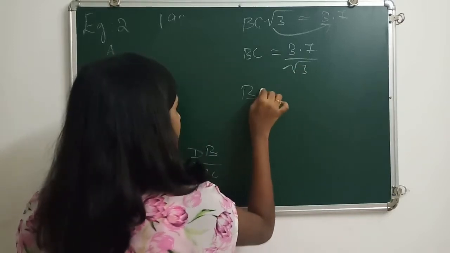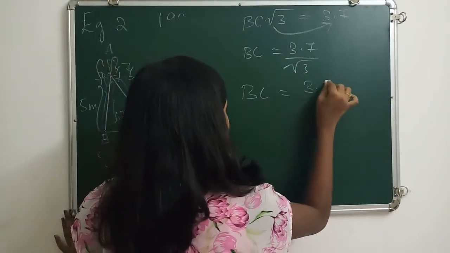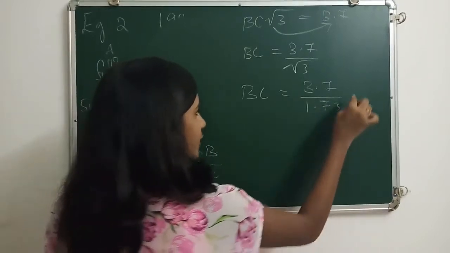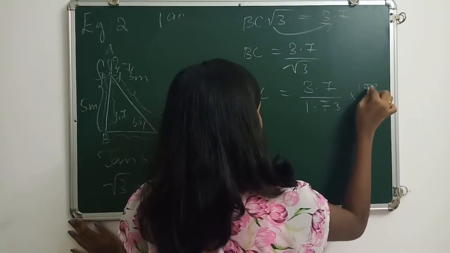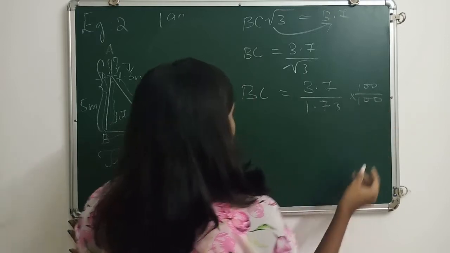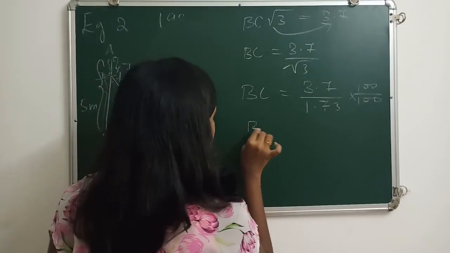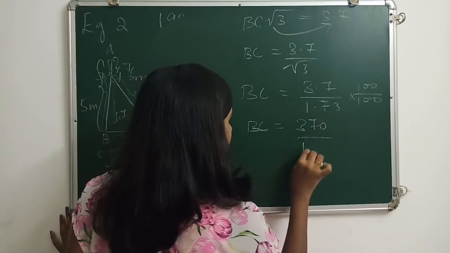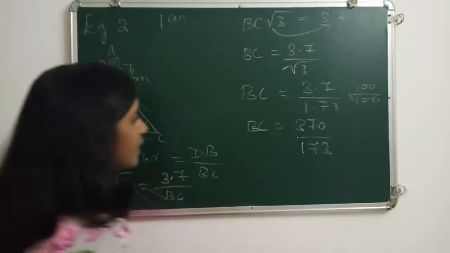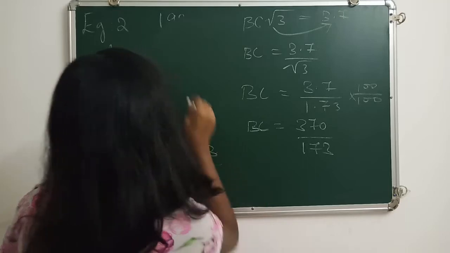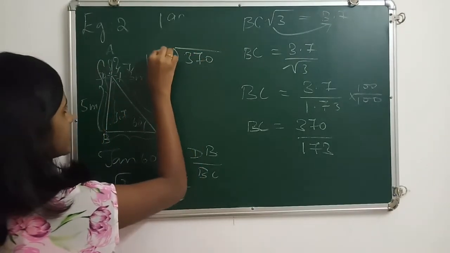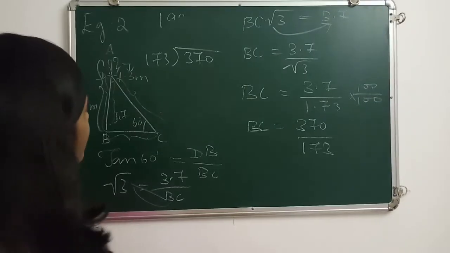Now BC is equal to 3.7 divided by 1.73. Now again we can multiply by 100 by 100, so we can remove the decimal. So BC is equal to 370 divided by 173. Now we have to divide this. So 370 and 173.